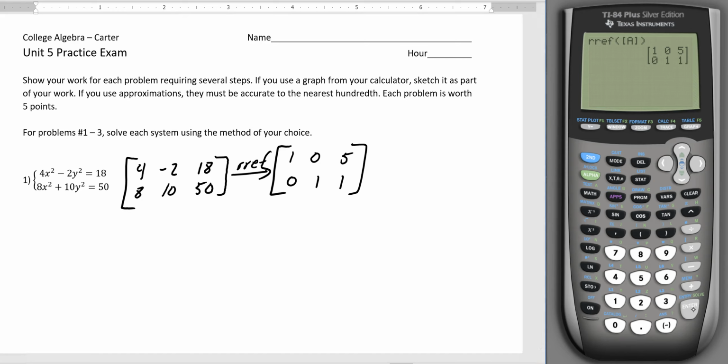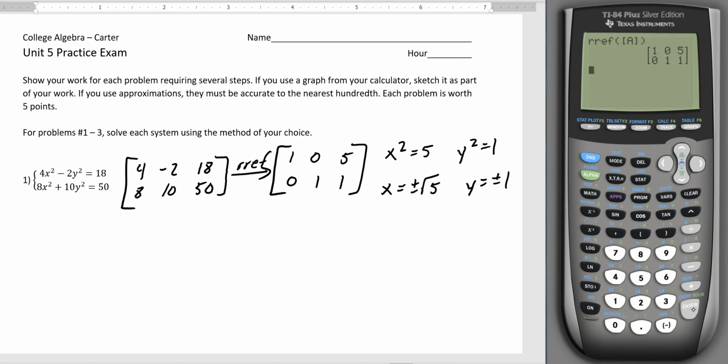So remember, since this is nonlinear, this is what x squared and y squared equals. So we found that x squared equals 5 and y squared equals 1. When I take the square roots of that, that means x equals plus or minus the square root of 5. Y equals plus or minus the square root of 1, which is just 1. And now I need every possible combination. So this will have 4 solutions.